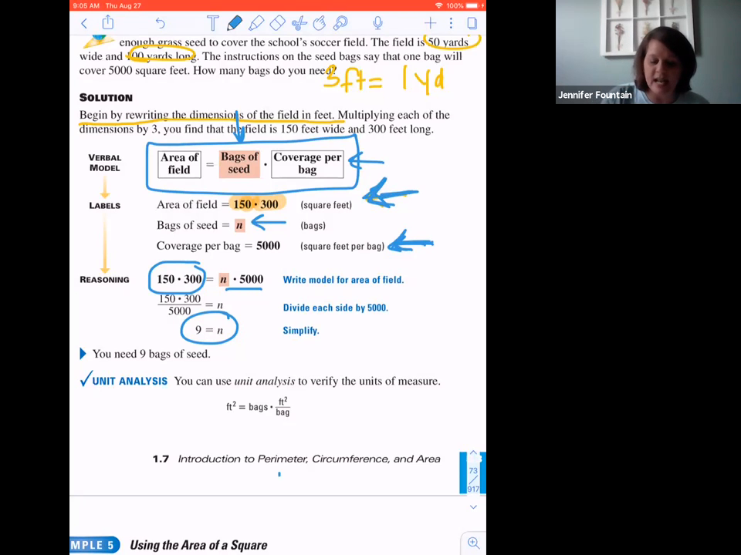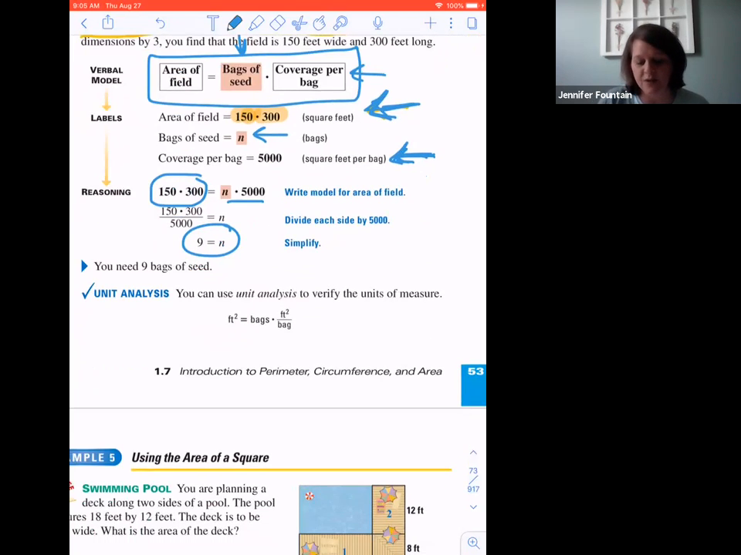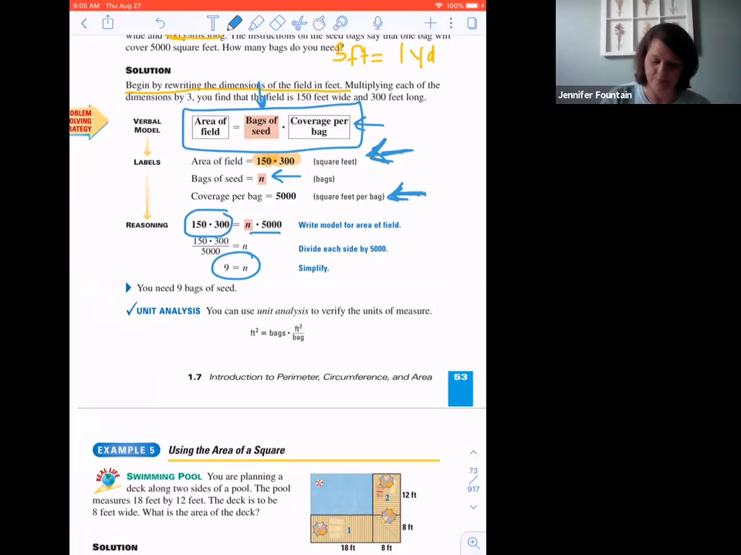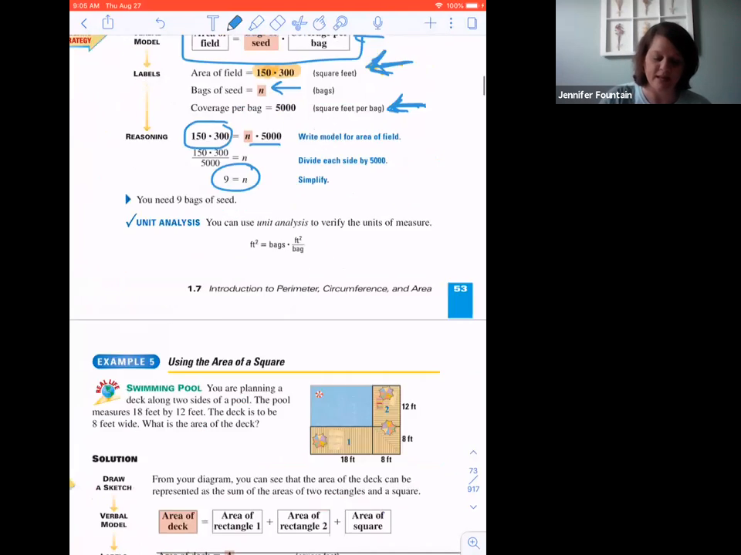And then it says unit analysis. You can use unit analysis to verify the units of measure to where you can see that feet squared is equal to the number of bags times feet squared divided by bag, okay? All righty, now I bungled through that, maybe I'm awake.